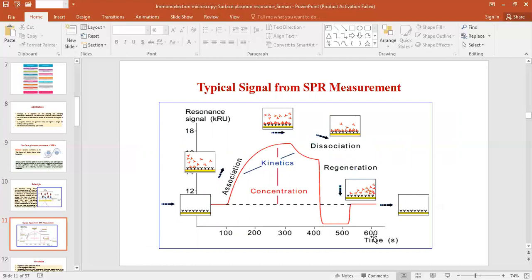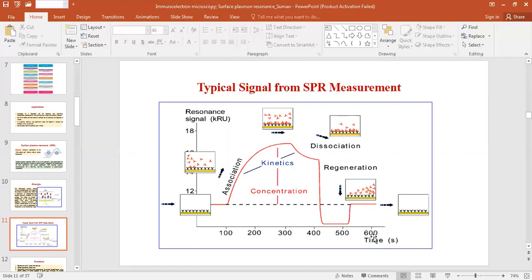So when a steady state is achieved, steady state means all binding sites are occupied. The maximum resonance unit is determined using a formula, which is Rmax equal to n times RU times MWA by MWL.